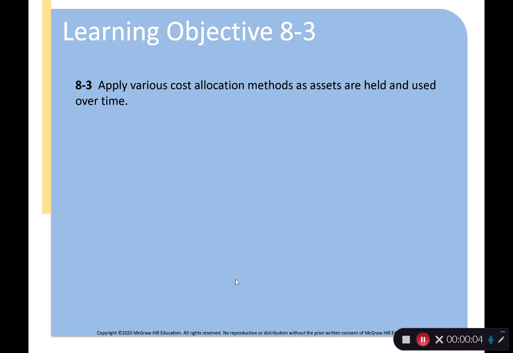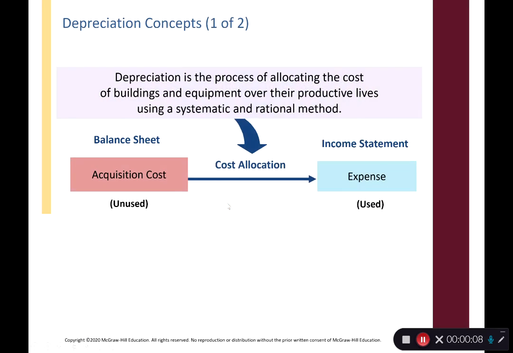Okay, we're going to continue our journey in Chapter 8, and we're going to look at how we're going to calculate the depreciation, which is the allocation of the cost of those long-term assets over its useful life. So on the balance sheet, we have our unused acquisition cost, but over time, we're going to use up that asset. Just think about your car.